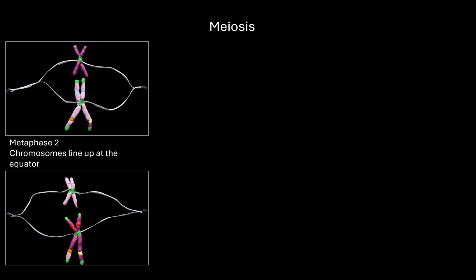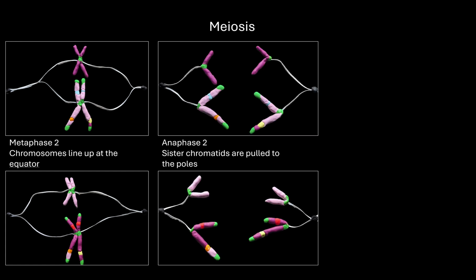Then metaphase 2, they are lining up at the equator again. So this time, because there's only one, that's the only ones which can line up at the equator. And what's going to happen then is after they have lined up at that metaphase plate, during anaphase 2, our sister chromatids are now pulled to the poles. So it's important to note that during anaphase 1, our homologous chromosomes were separated. Now during anaphase 2, it's our sister chromatids that are being pulled to the poles.